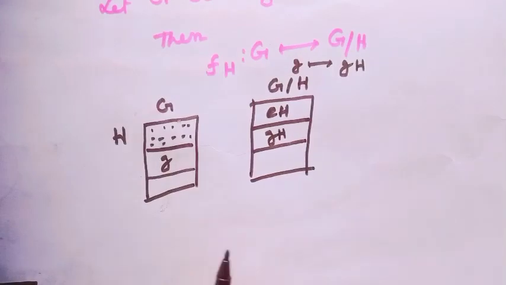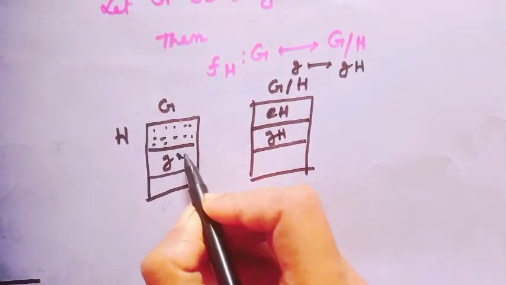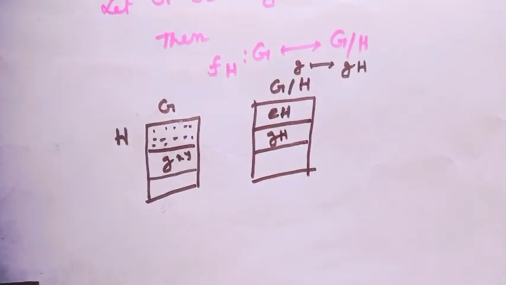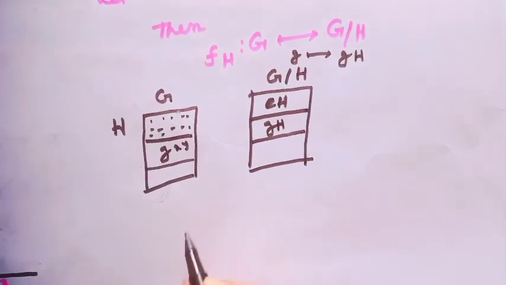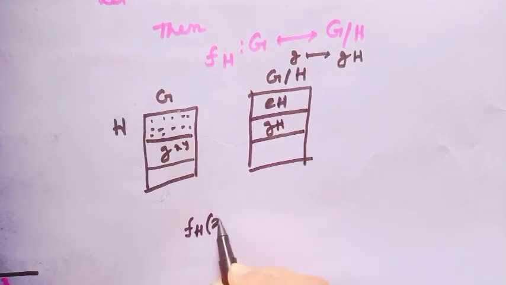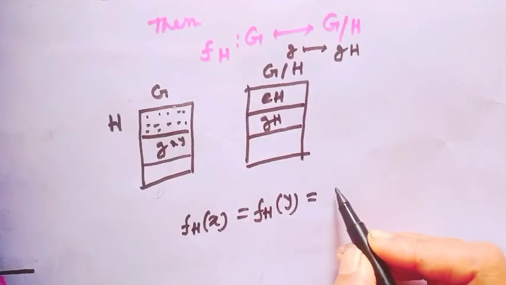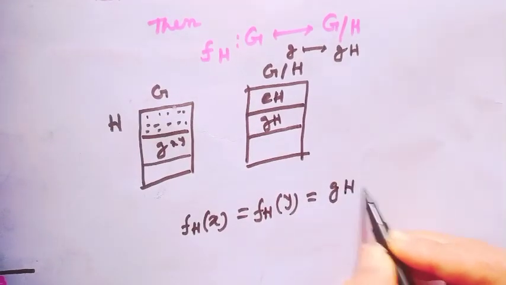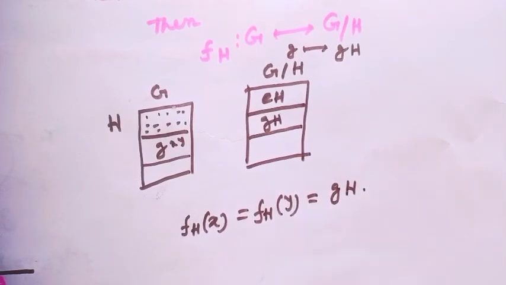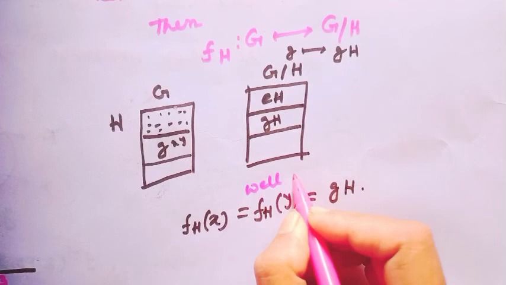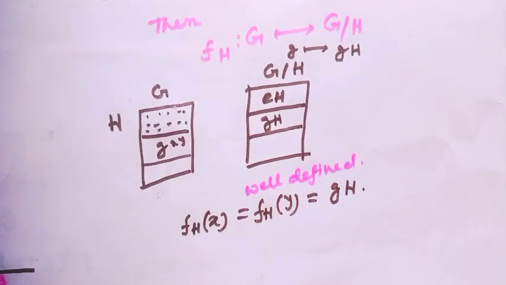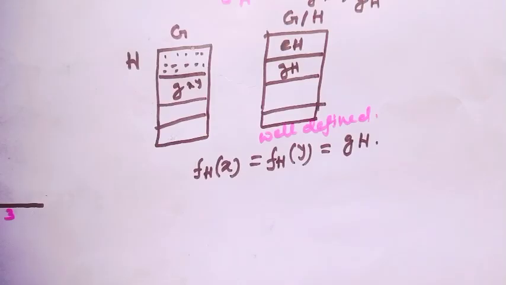This function is always well defined, because if you consider x and y from the same coset, then the image would be the same under this function. That means f of x is always the same as f of y, which belongs to the same coset g times H. So this function is always a well defined function. Now we have to prove this function is a homomorphism. Why is this a structure preserving mapping?